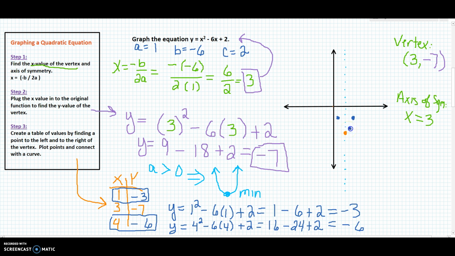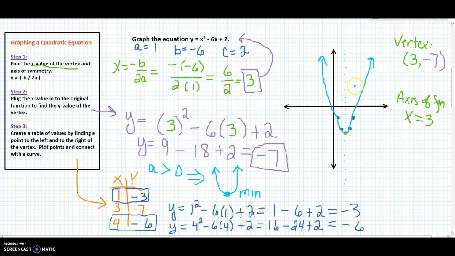And again, with our symmetry, we notice that it's 1 unit away from our axes of symmetry, so we can plot that same point on the other side. And look at that, our points are starting to connect in a U shape. So we can start graphing the best we can in a U shape.